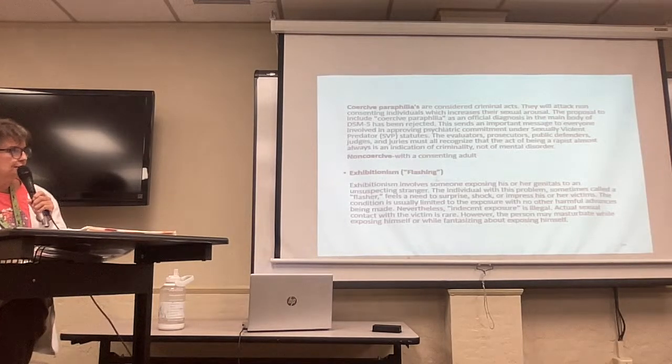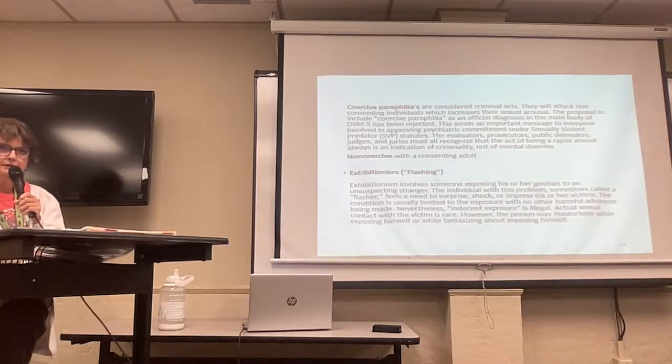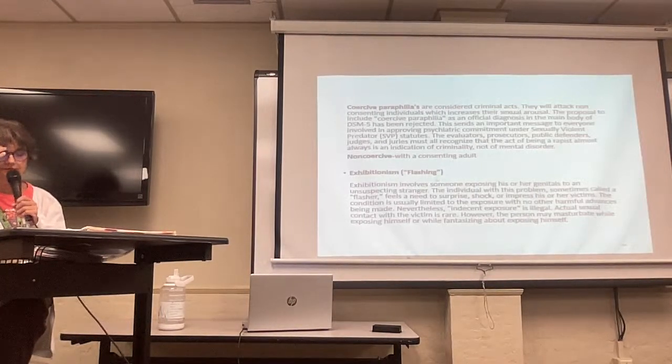So let's look at your first one, exhibitionism. This is flashing. This is where you flash your genitals at an unsuspecting person. So you can see that it is coercive. The other person is not wanting this. They're not desiring this, but it is done to them anyway. So the person is in shock. They are a victim. Actual sexual contact with the person they're flashing is rare. They just get sexual arousal while exposing themselves to other people.